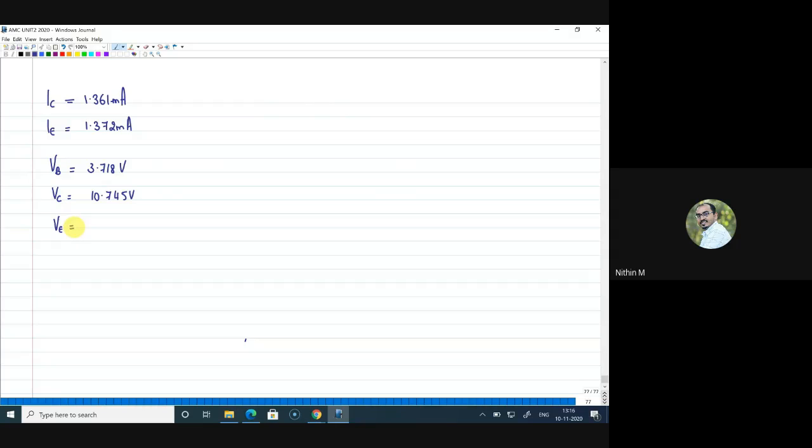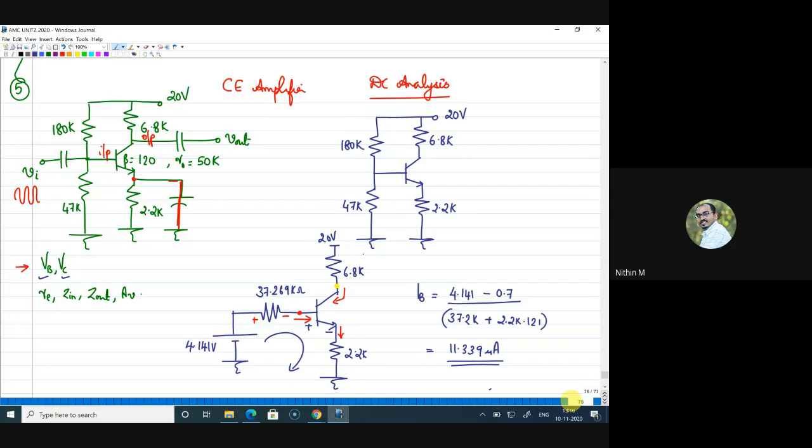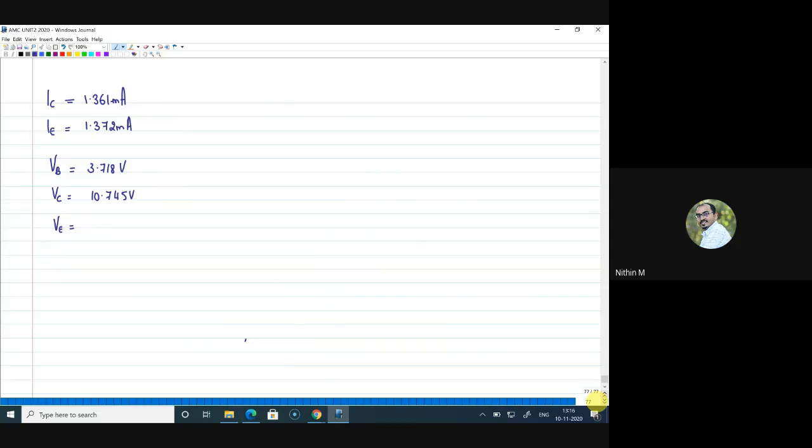Naveen, what is VE, the emitter voltage? One minute, sir. You can directly find the emitter voltage as 2.2K into the emitter current. 3.0074, yes, right. So you can find it this way, or you can directly subtract 0.7 from your VB voltage, because the difference between VB and VE is 0.7.